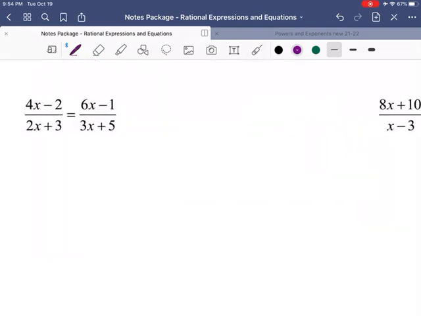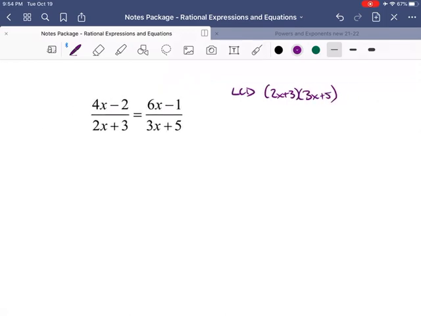Okay, here's another example. It's a little bit more complicated. The LCD is both of those things. So you're going to multiply the left side by that, and the right side by that, and see what cancels out. So 2x plus 3 and the 2x plus 3, and the 3x plus 5 and the 3x plus 5, those will simplify. So you can cross those out.